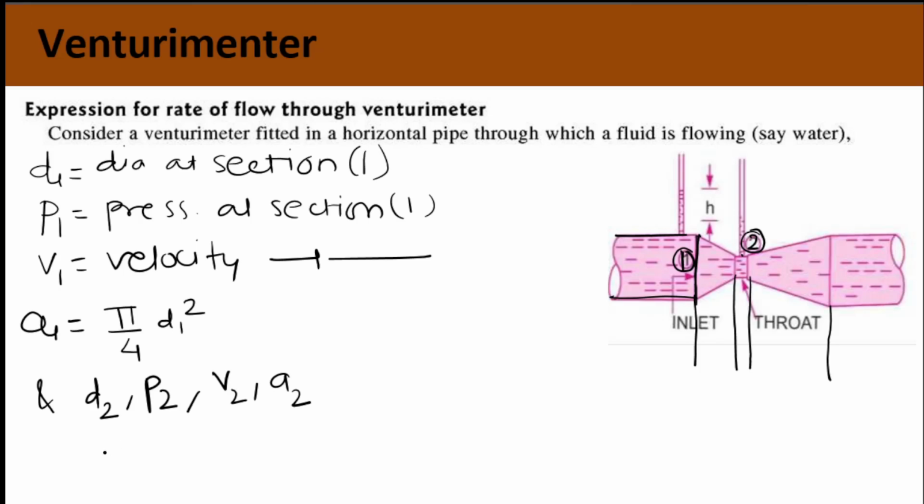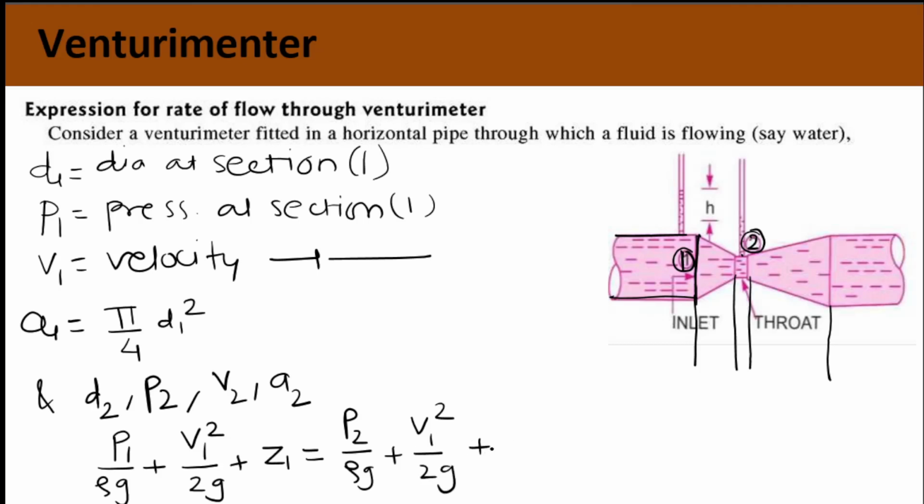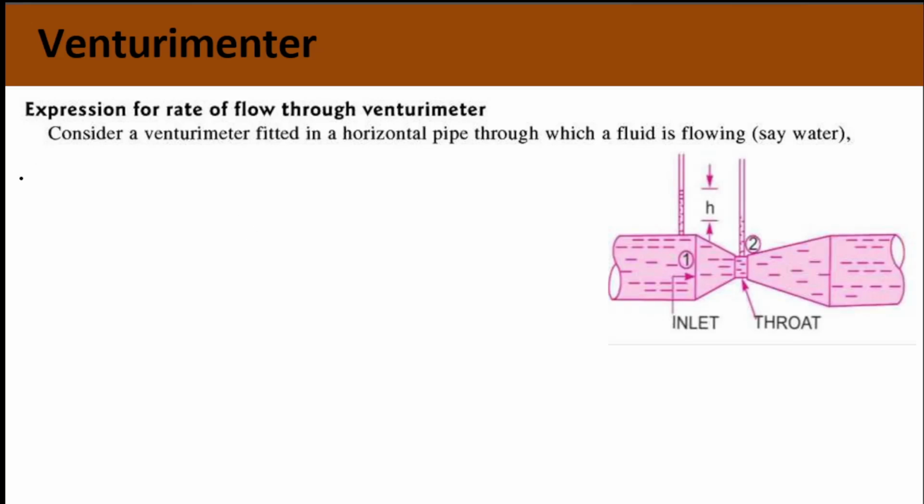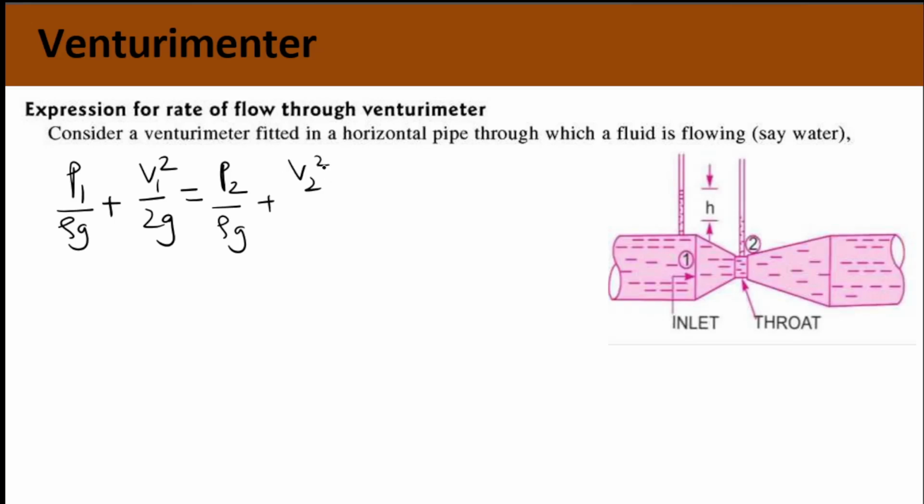Now if we apply Bernoulli's equation, it is P1 by rho g plus V1 square upon 2g plus Z1 is equal to P2 by rho g plus V2 square upon 2g plus Z2. As you can see in the diagram, this pipe is horizontal. So we can say Z1 is equal to Z2, so this cancels out. We can rewrite this equation as P1 by rho g plus V1 square upon 2g is equal to P2 by rho g plus V2 square upon 2g.